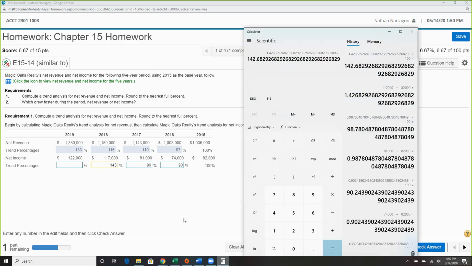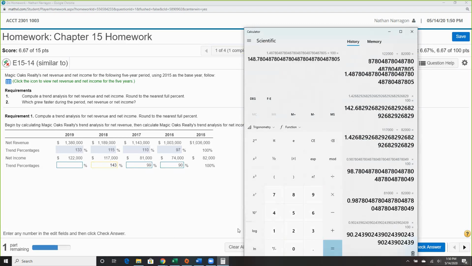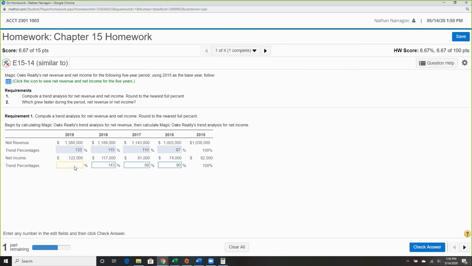Odds are also, if it does mark it wrong, and you know you did the formula correct, mostly it's probably a rounding issue, so double check your rounding. 122 divided by 82. So about 149 at the end. Alright.